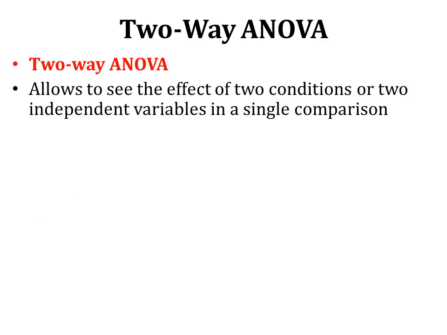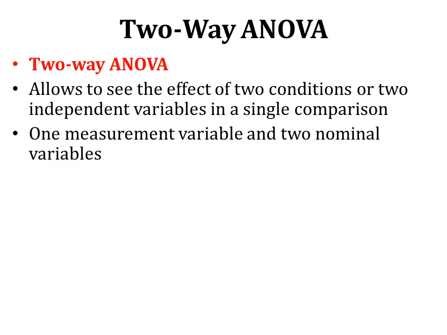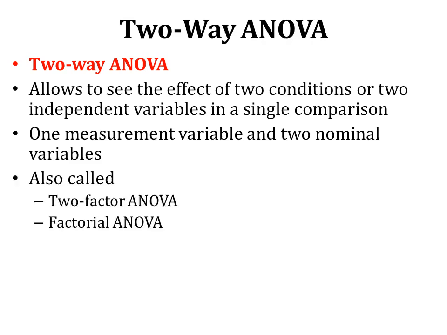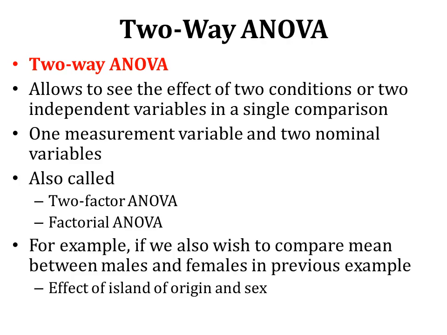Now the other type of ANOVA is a two-way ANOVA. Two-way ANOVA allows us to see the effect of two conditions or two independent variables in a single comparison. In contrast to one-way ANOVA, in this ANOVA we have two nominal variables. We have two types of nominal or predictor variables, and we can see the effects of these two conditions in a single test. So we have one measurement variable and two nominal variables. This is also known as the two-factor ANOVA or the factorial ANOVA.